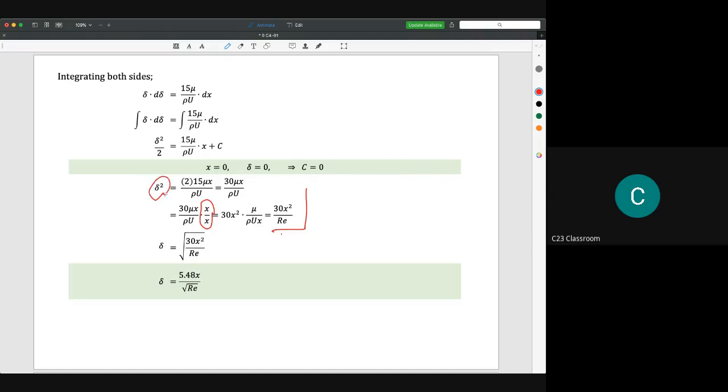And then finally we could say that delta, so we square root all the terms here, so we will get delta is 5.48 x over square root Reynolds number. So this is the delta, the boundary layer thickness that occurs for that situation. So if you have a flat plate and the velocity distribution is in quadratic terms, the boundary layer thickness delta can be calculated by using this equation.